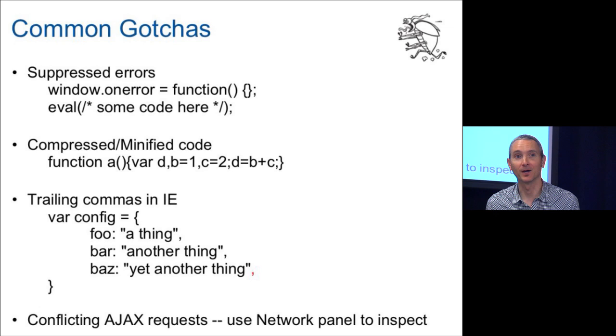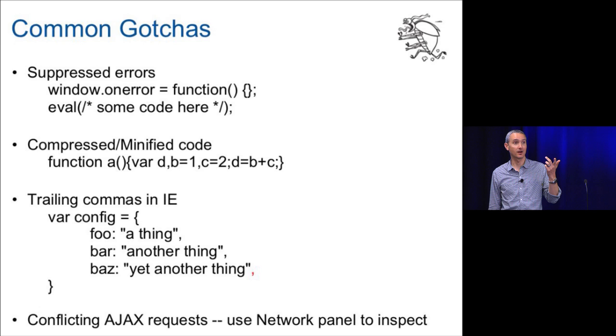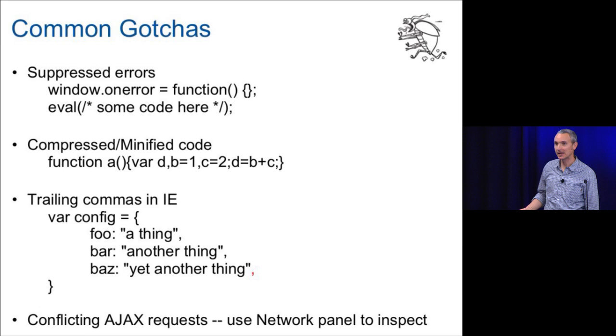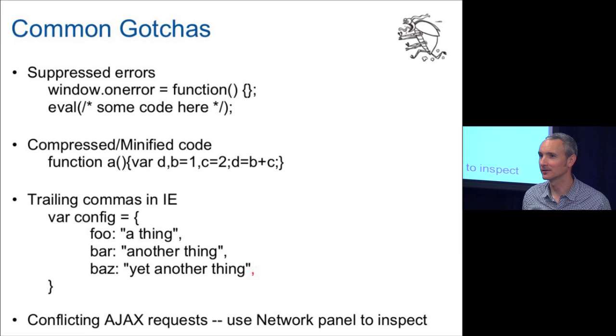Another bugaboo is in Internet Explorer. If you have an array or an object, like var config, foo is something, bar is something, baz is something, IE is very intolerant of what we call trailing commas. So you can see, where's my cursor? This little comma right here will wreak havoc in IE. I think IE 6, 7, and 8, I don't know if 9 is better or not. This will cause all sorts of crazy errors in your browser, and it's just a stupid comma.